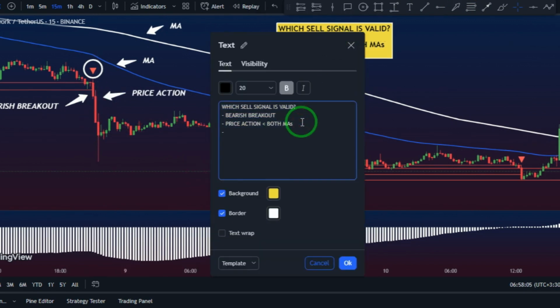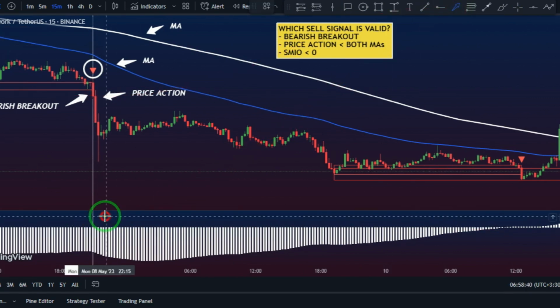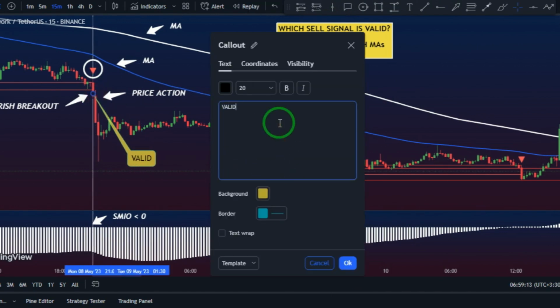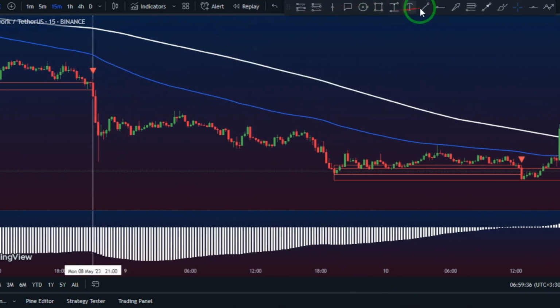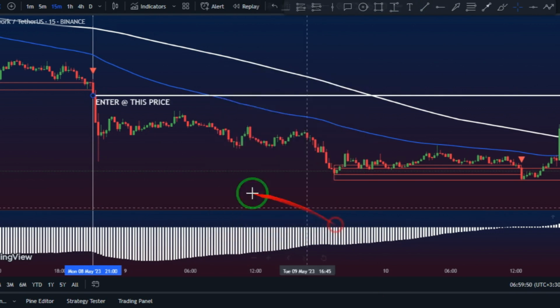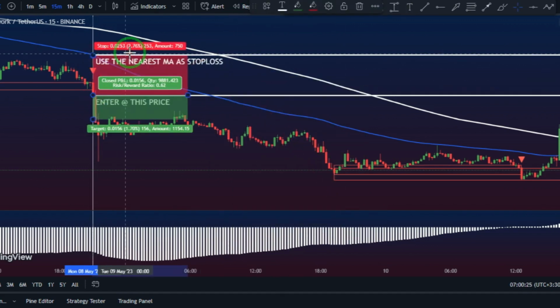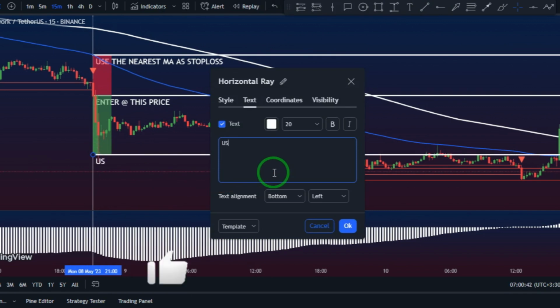Once we verify that, we move on to the next step, which is to confirm the signal using the SMIO indicator. For a sell signal, the histogram of this oscillator must be below 0 to confirm the sell signal. Once we've got a valid signal, we can enter the trade at the close of the candle that generated the signal. Then we can use the closest moving average as our stop loss level. As for exiting the trade, we should set our target to be 1.5 times greater than the stop loss value.